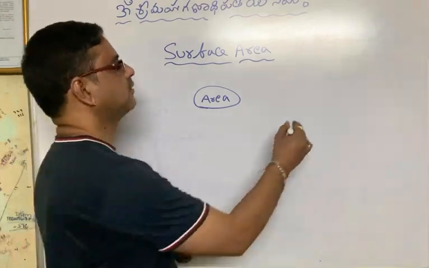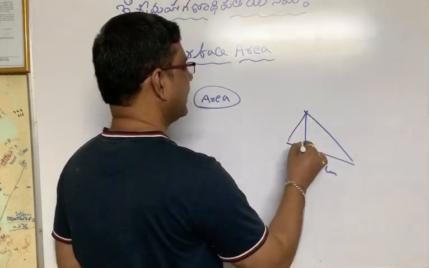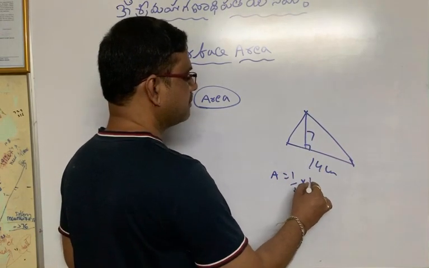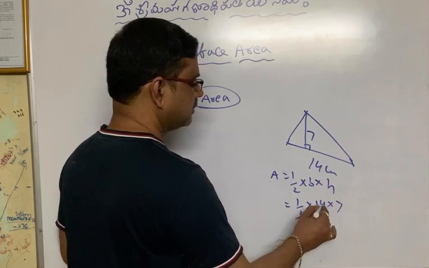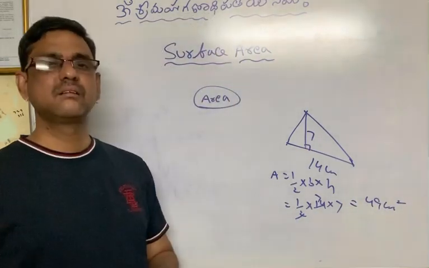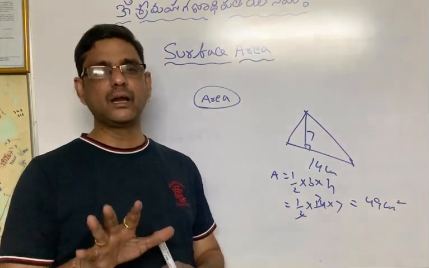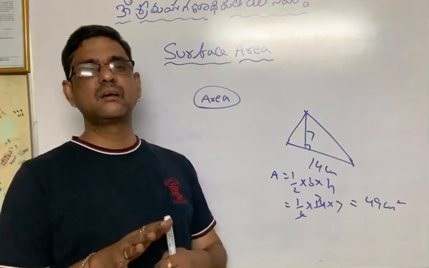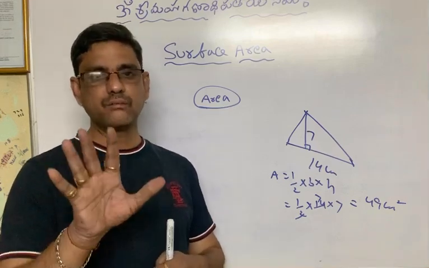Suppose there is a triangle whose base is 14 centimeters and height is 7 centimeters. Its area, we know the formula, is half base into height. So half, base 14, height 7. 2 sevens are 14, so 7 sevens are 49 centimeters square. So at last, for area we are getting a number. So area is a positive real number. It means that surface area also is a number. After some calculations we are going to get a number. You have to understand that first.